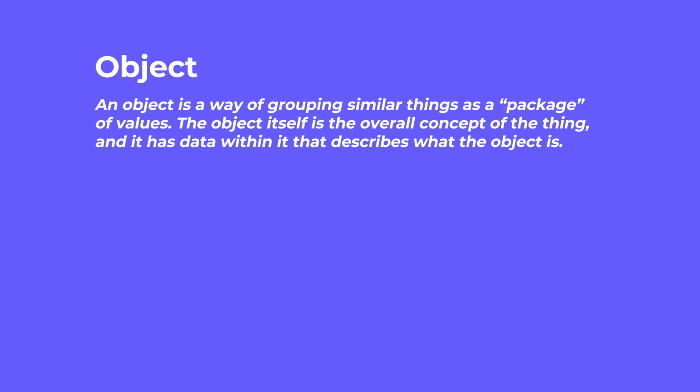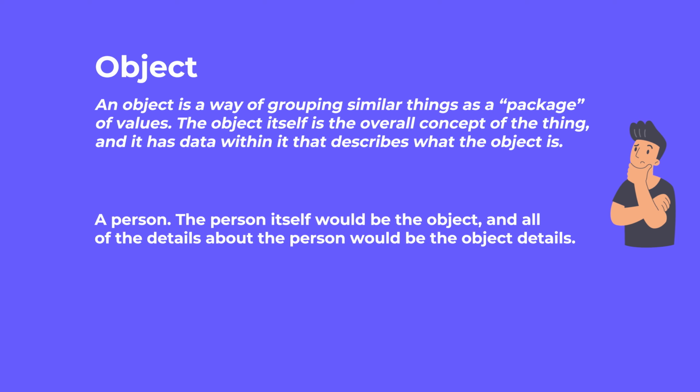Later on in this video, we'll show you more examples of undefined and null, but you can think of it as no value has been defined. An object is a very important data type. It's a way of grouping similar things together as a package, so to speak. There's the overall object itself, and it has certain properties that describe what that object is. You can think of it as a person, for example. If the person was an object, it would have certain properties about him: his age, his height, his weight.